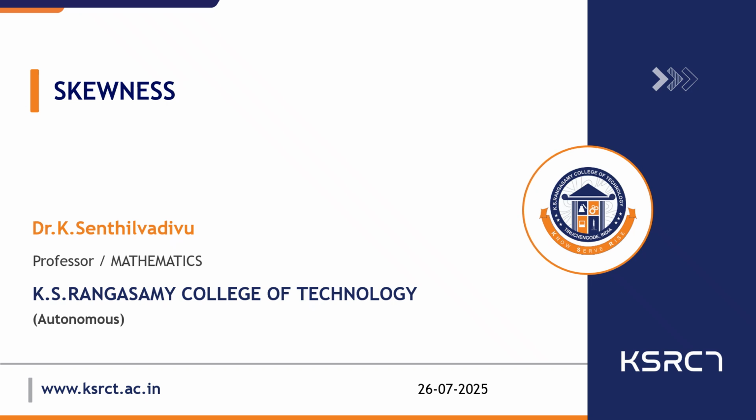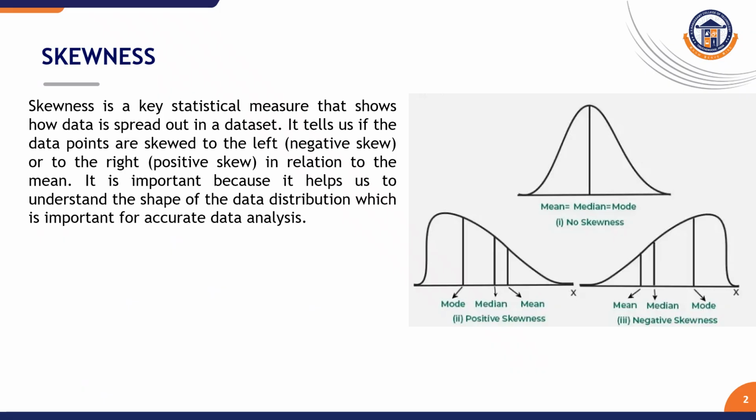In this lecture video, let us see the topic skewness. Now let us see what is meant by skewness. Skewness is a key statistical measure that shows how data is spread out in a data set. It tells us if the data points are skewed to the left, it is negative skew, or if it is skewed to the right, it is said to be positive skew in relation to the mean. It is important because it helps us to understand the shape of the data distribution, which is important for accurate data analysis.